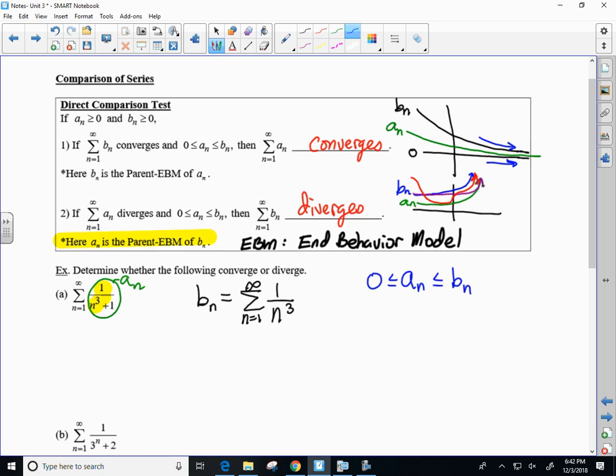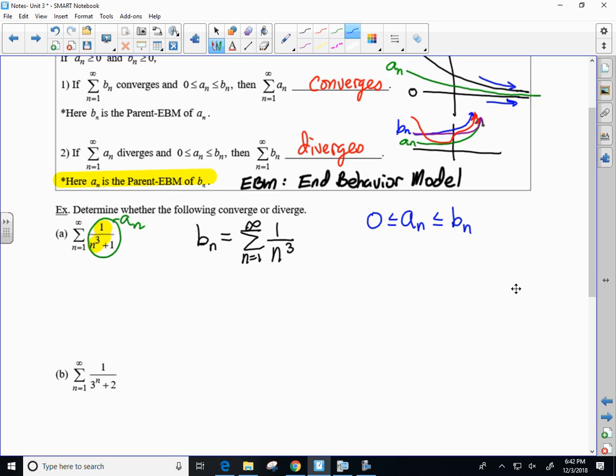All right. So now that we have that relationship, I have to address convergence. 1 over n cubed plus 1, I couldn't handle that. That's why we're looking at a comparison test. Because by writing it as the n behavior model, I can now determine convergence here. Right? Because this is a p-series. And this converges by the p-series test, specifically because the p-value is greater than 1.